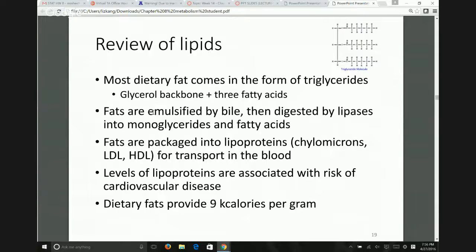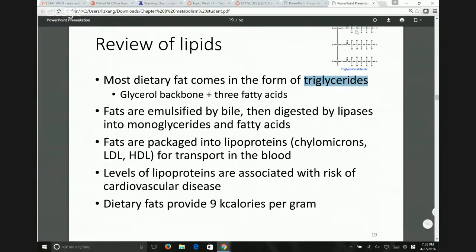Let's go to lipid. So lipid, just like carbohydrate, has different forms, like monosaccharide, disaccharide, oligosaccharide, polysaccharide. Polysaccharide is the one that she used. So there are different forms of carbohydrate, right? There are different forms of lipids also, but the dietary fat that we eat is triglyceride. That's what it looks like.